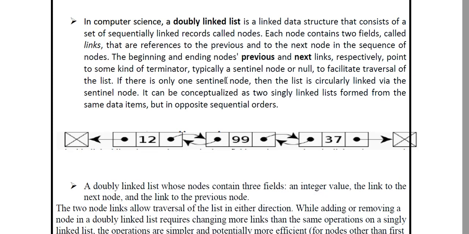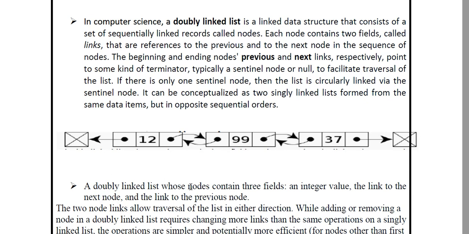If there is only one sentinel node, then the list is circularly linked via the sentinel node. So it can be conceptualized as two singly linked lists formed from the same data items but in opposite sequential order. Here it is possible to traverse in both the forward direction as well as in the reverse direction, because each node contains the address of the next node as well as the previous node.